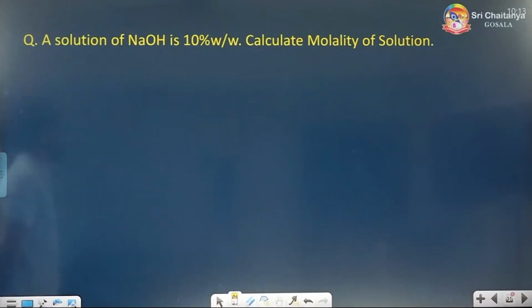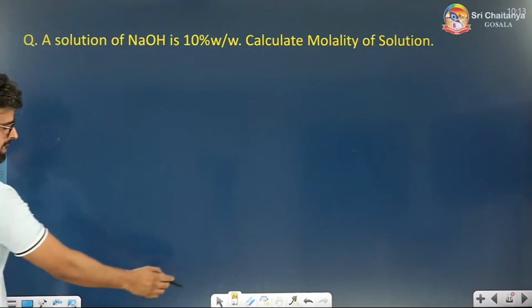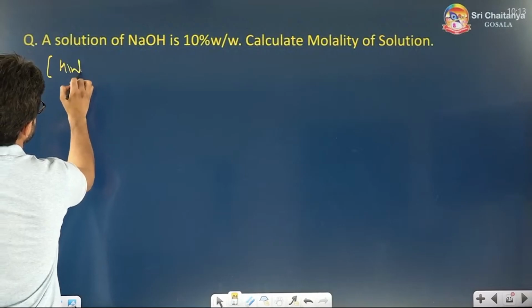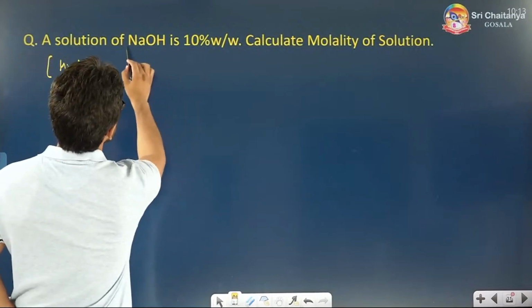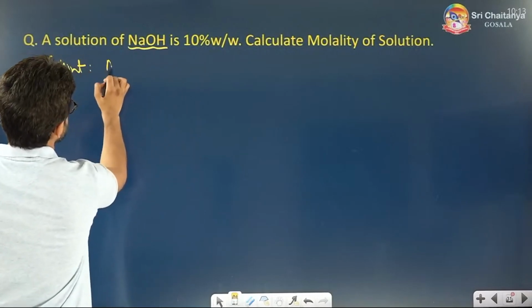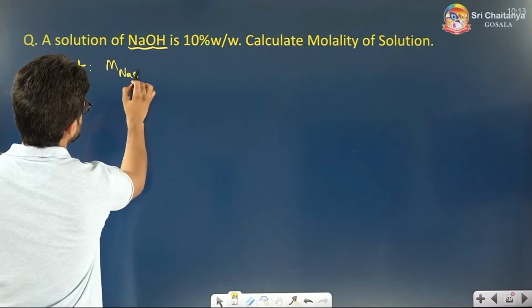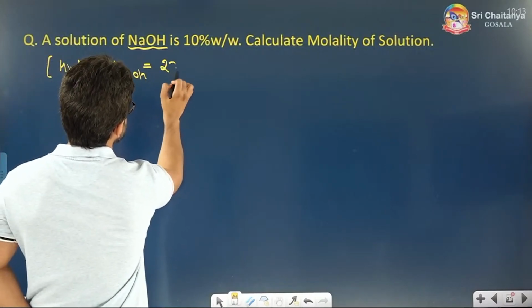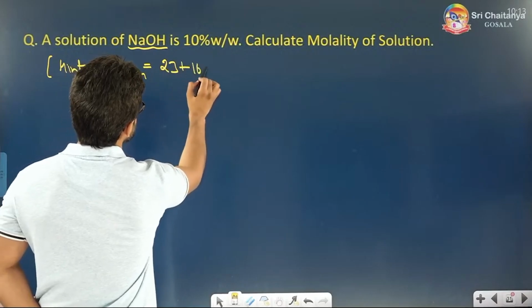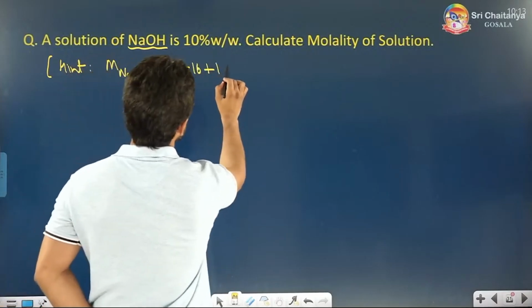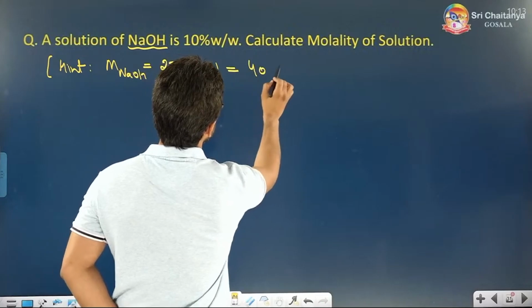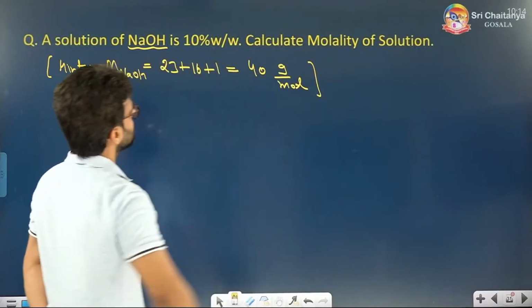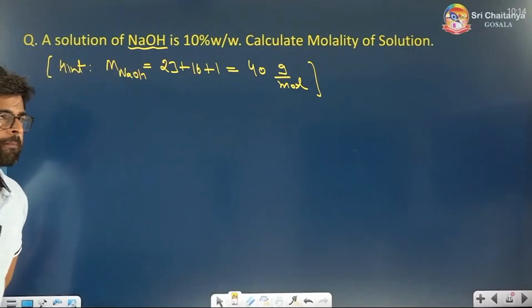Find it. Fast. Again, I am giving a hint here first of all. The molar mass of NaOH, how much? Sodium 23. Oxygen 16. Hydrogen 1. The molar mass of NaOH, how much? 40 gram per mole. Now see the question carefully and give me the answer.